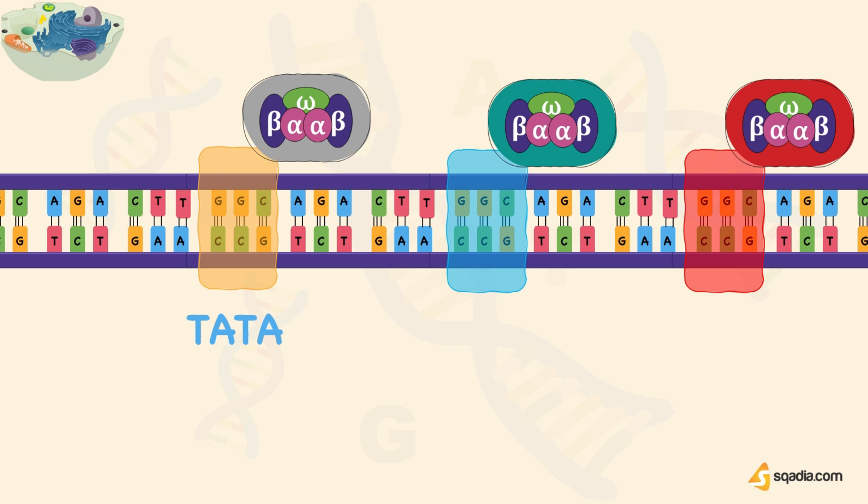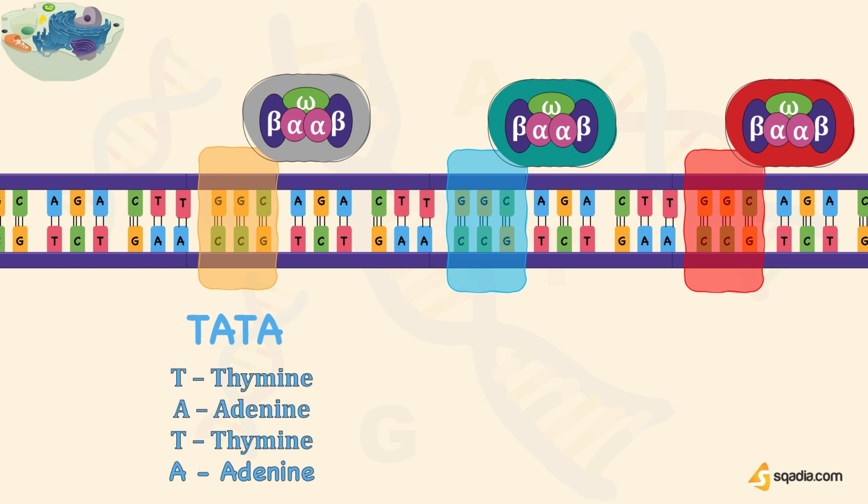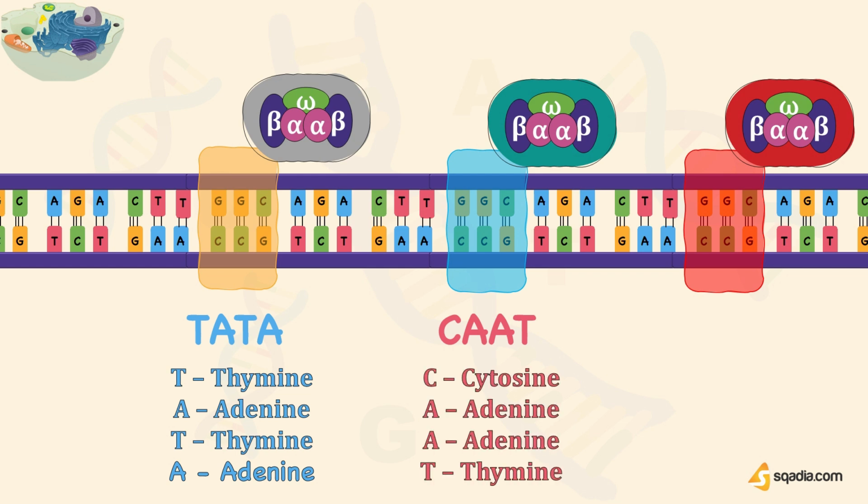This means the nucleotide will remain in the thymine, adenine, thymine, and adenine pair. CAAT or CAT sequence. This means the nucleotide will remain in the cytosine, adenine, and thymine pair. And GC sequence. This means the nucleotide pair will be guanine and cytosine.